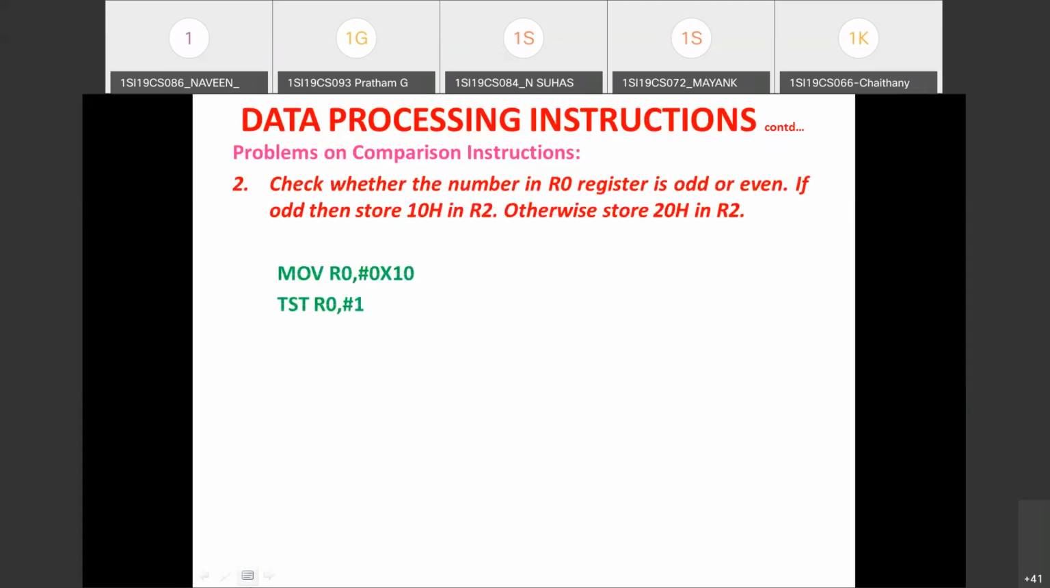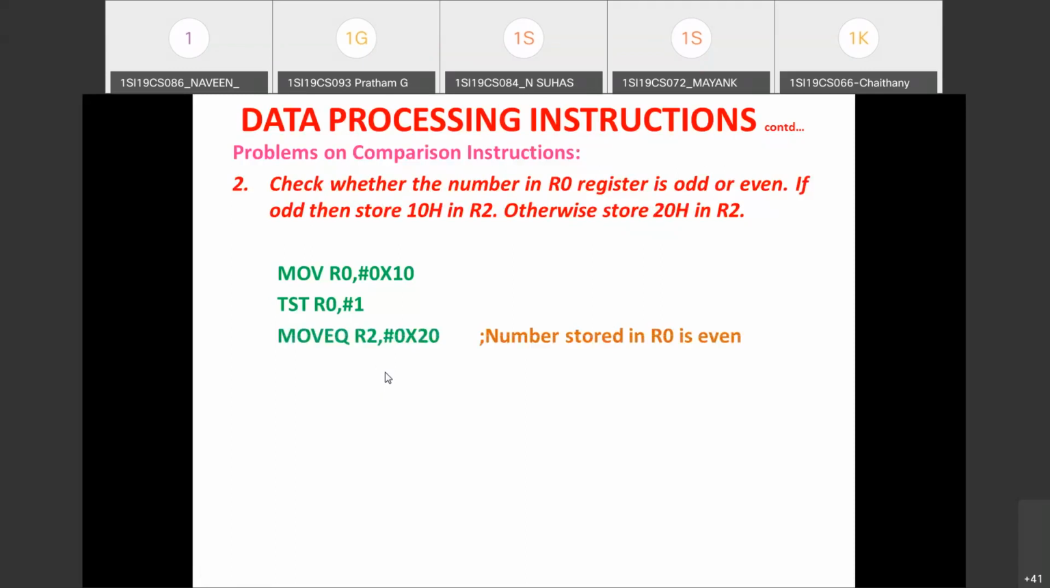See, assume R0 is having the value 10H. It is 16 in decimal. You can see the least significant bit is 0 here. TST R0, #1. Just observe the mask value I have taken. Once you perform the AND operation with 1, it is going to make the Z flag status 1. The result of this AND operation is 0, which affects the Z flag. With that, we can infer that the number you have taken is an even number.